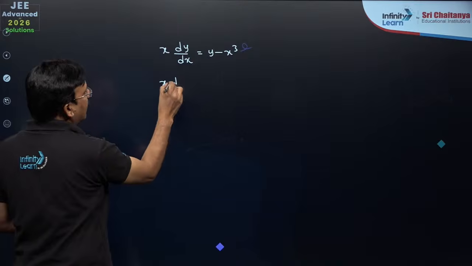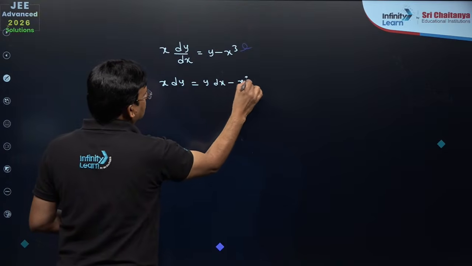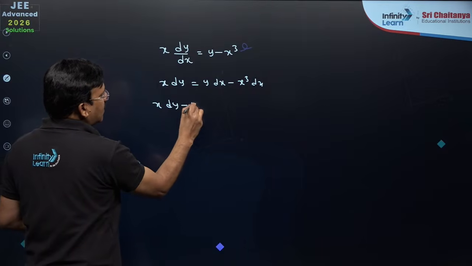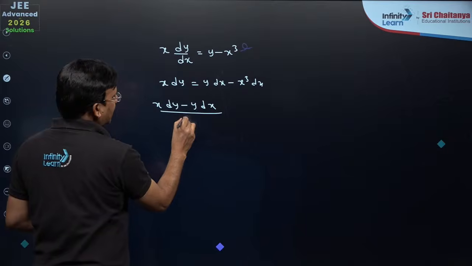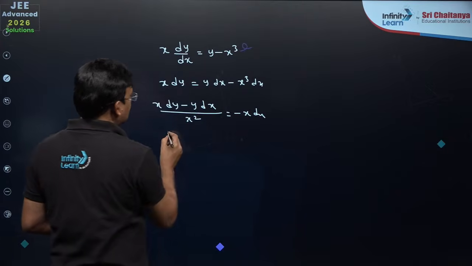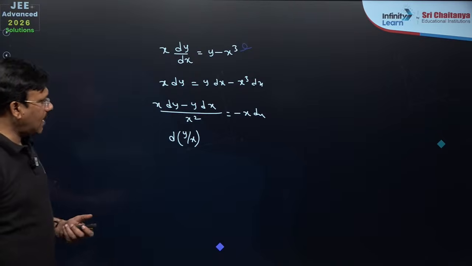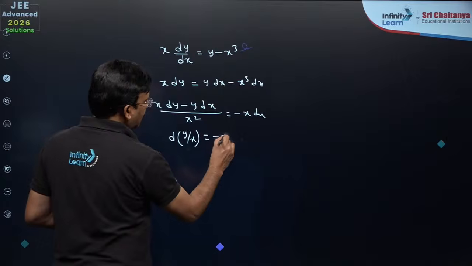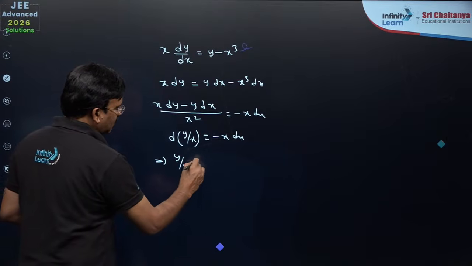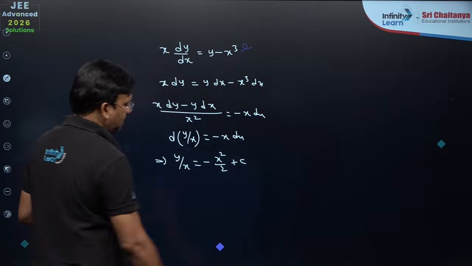Interestingly, this is x dy equals y dx minus x cube dx. You just bring it to this side: (x dy minus y dx) by x square will become minus x dx. So you can write this as d of (y by x) equals minus x dx. Now you just integrate: y by x equals minus x square by 2 plus c.